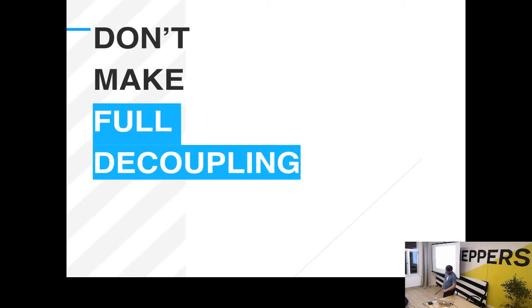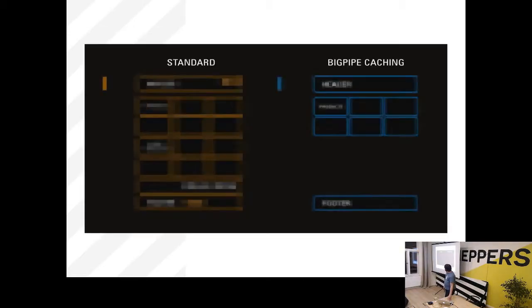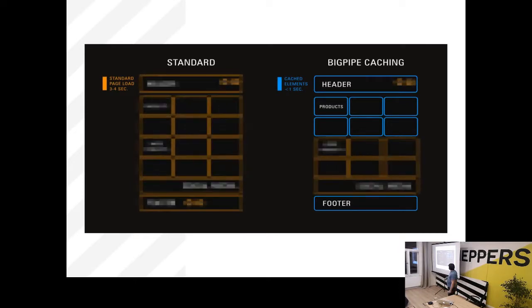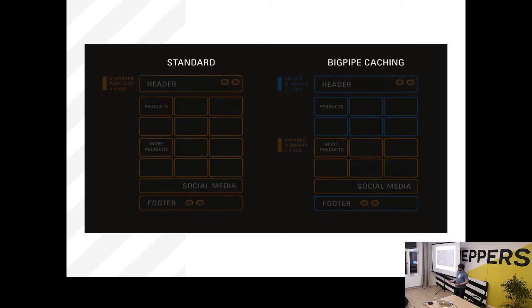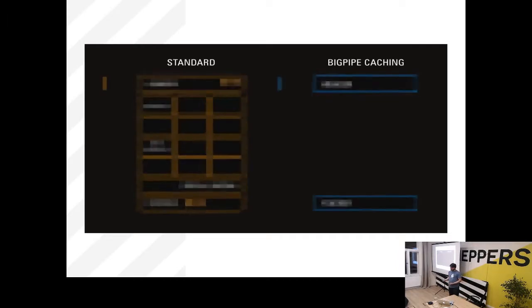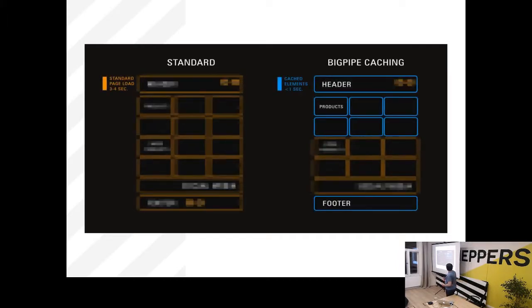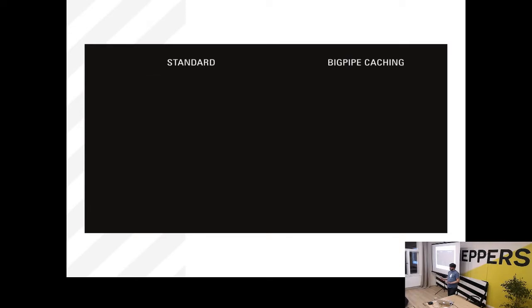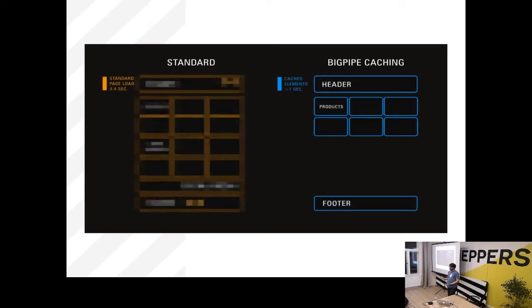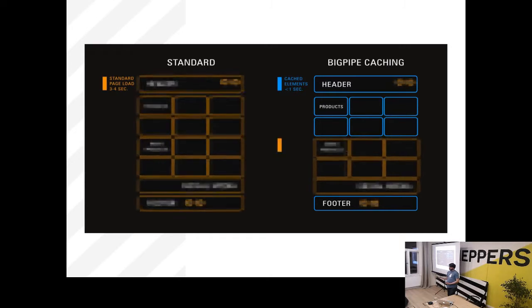You don't have to make fully decoupled applications. There is a solution for it. It's called Big Pipe, and as you can see, with standard Drupal, you will wait 3 to 4 seconds to get the page fully loaded, and then you can do something with it. And with Big Pipe caching, you will get static elements first, because they are cached for every user, and then you can ask for dynamic content on your page and display it delayed.